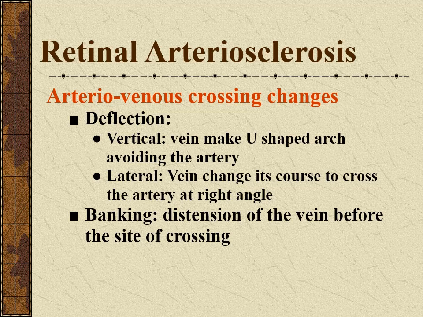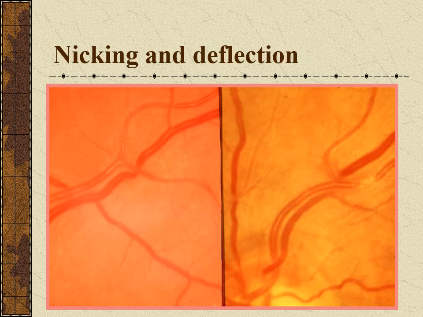The other sign is called banking. It means slight distension of the vein before the site of crossing. Slight distension of the veins at the site of crossing is called banking of the retinal veins, which is a sign of arteriosclerosis. In this presentation, we can find the deflection types, either the U-shaped type or the lateral deflection.